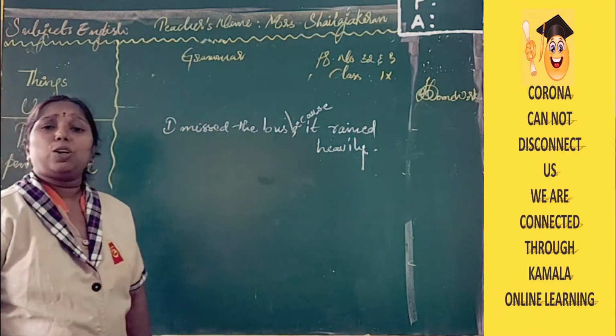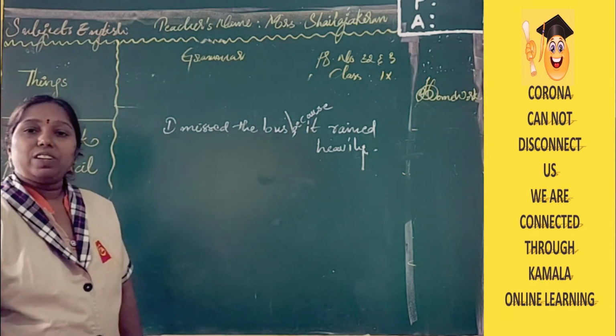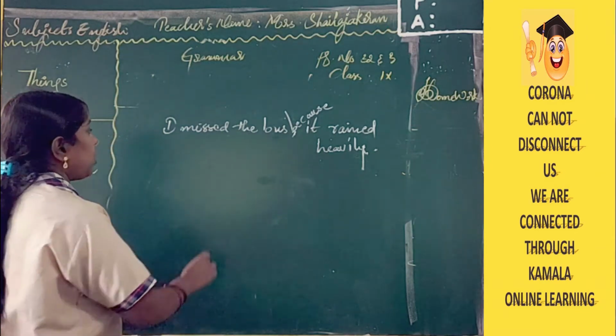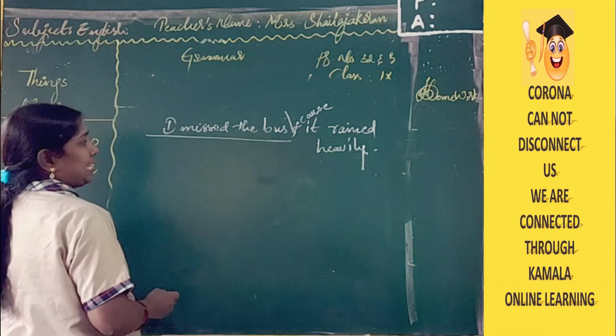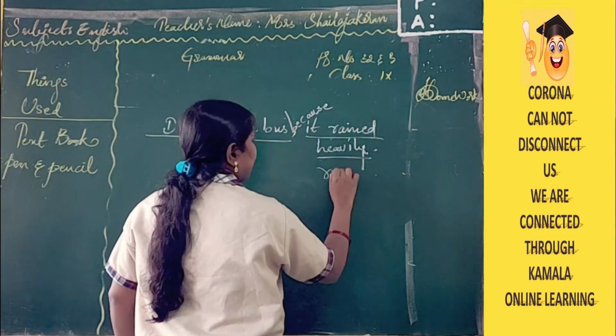I missed the bus because it rained heavily. Now, in this, which is subordinate, which is main, can you guess? I missed the bus. This is the result. It rained heavily. This is the reason.